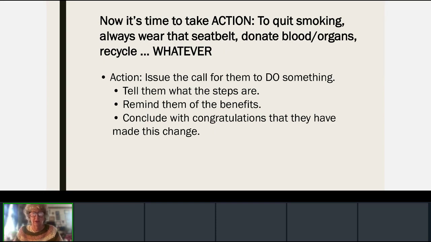It's time for you to call your congressman. It's time for you to start recycling on your own, and then move to get the city involved, those kinds of things. What are the steps? What are the benefits? And conclude it, and you can conclude it by saying, congratulations, you are heading in a good direction, and you're going to be happy you did this.